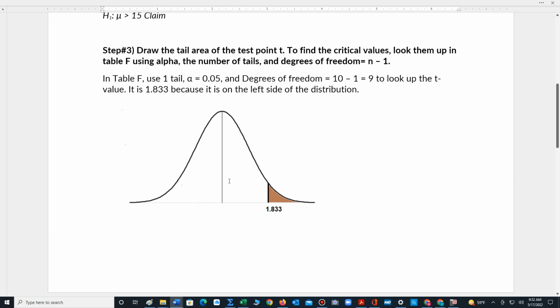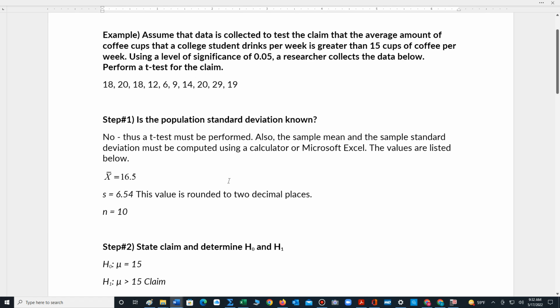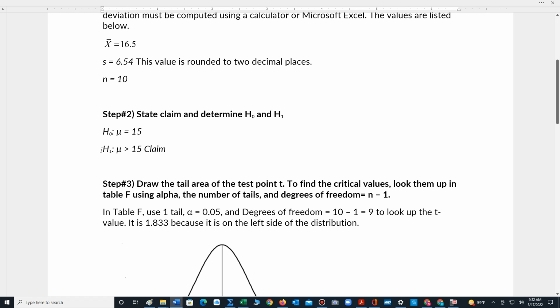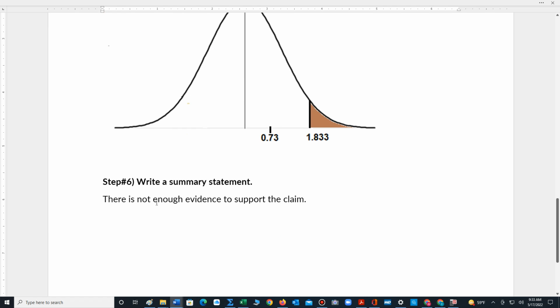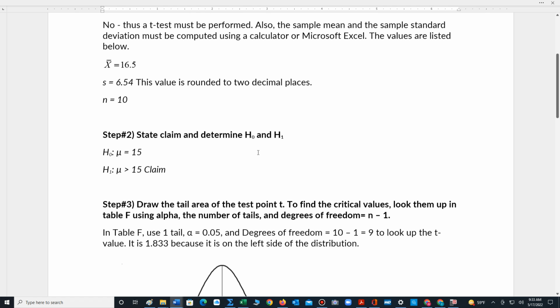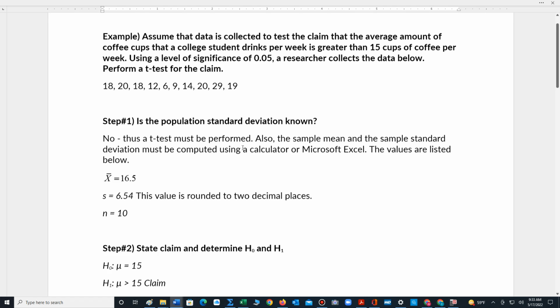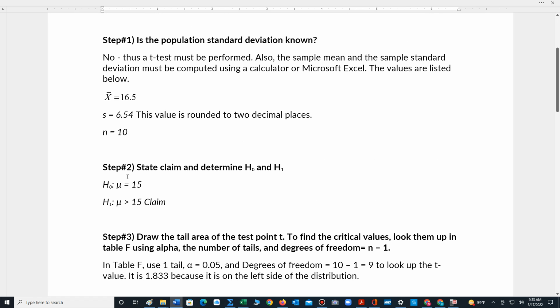And finally, we have to make our summary statement. So if we go back, our claim is H sub 1. Since we're not rejecting H naught, that means we can support the claim. So we would state there is not enough evidence to support the claim. That's right, because we are not rejecting H naught. If we are not rejecting H naught, then we cannot support the claim. That's the correction I have to make. Do not support the claim.